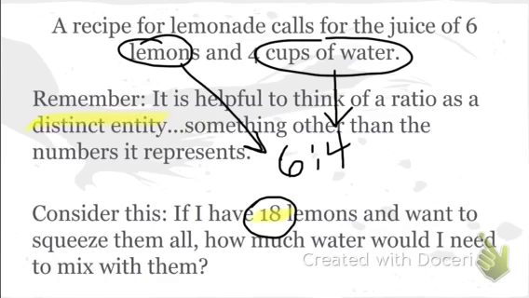So what I'm making, and you might have recognized this, is an equivalent ratio. If I have 6 lemons here, and I have 18 here, I could easily recognize that 18 is 3 times 6. So I need to do the same to the 4 cups of water. If I multiply that by 3, I get 12. So now I know that if I have 18 lemons, I want to squeeze them all and use them, I would need 12 cups of water.